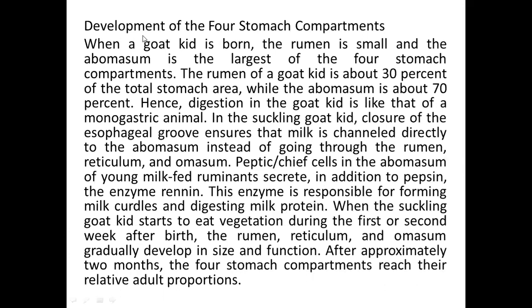Okay. Development of the four stomach compartments. Have a look on the slide. I am coming back within 2 minutes.